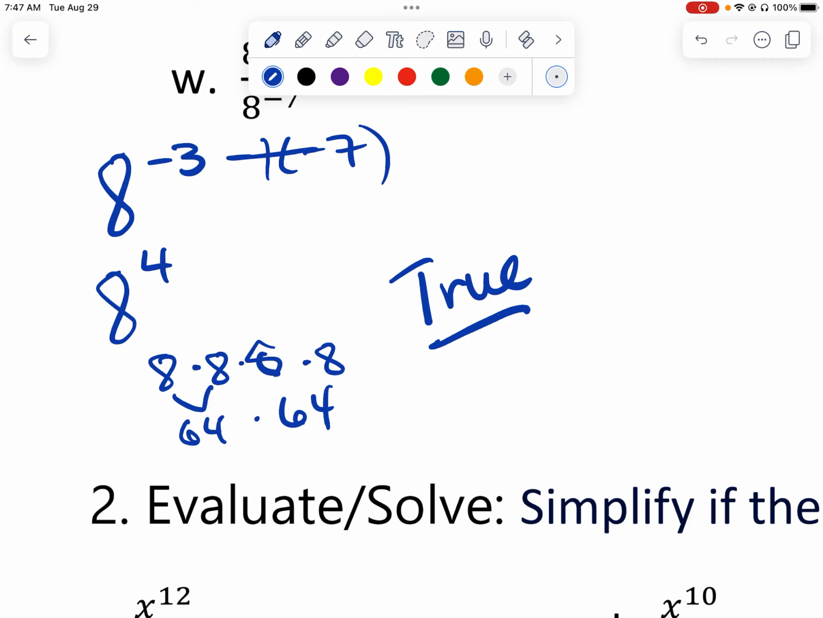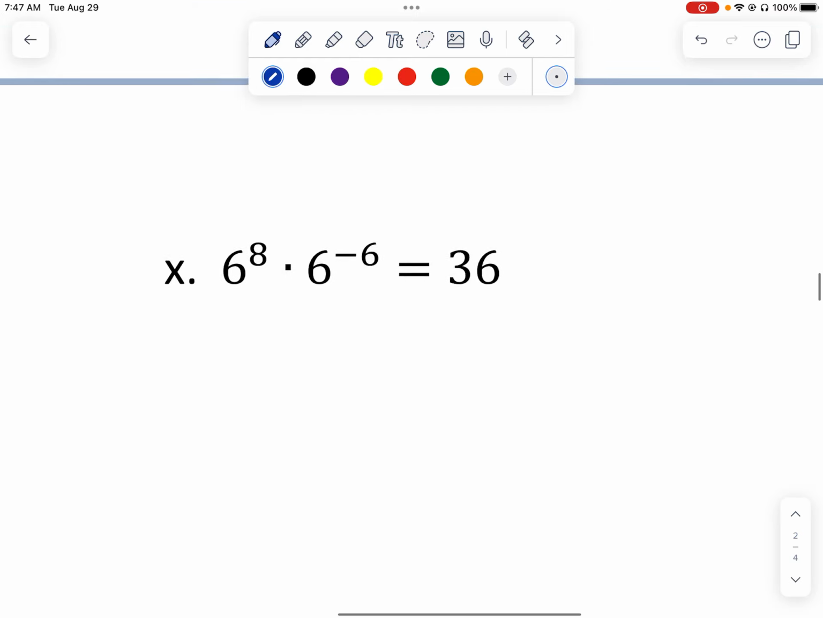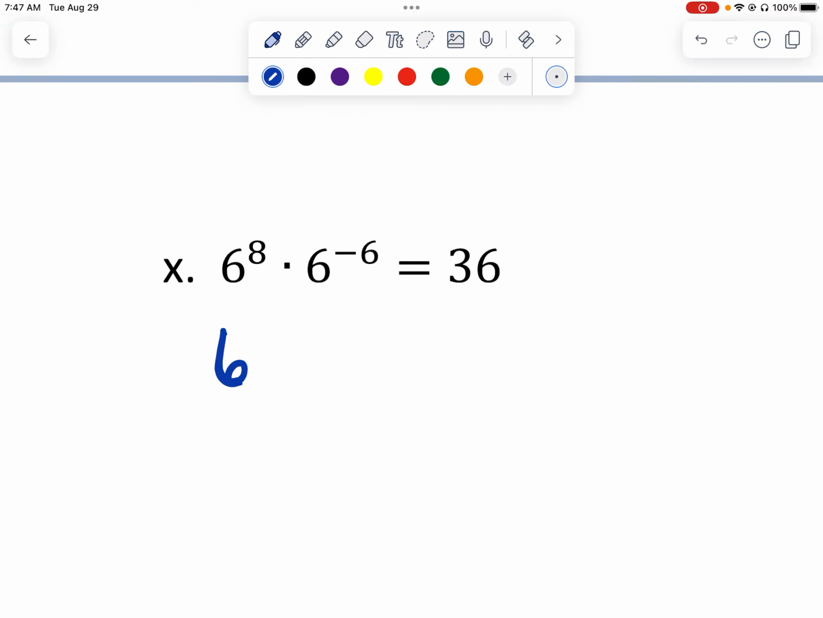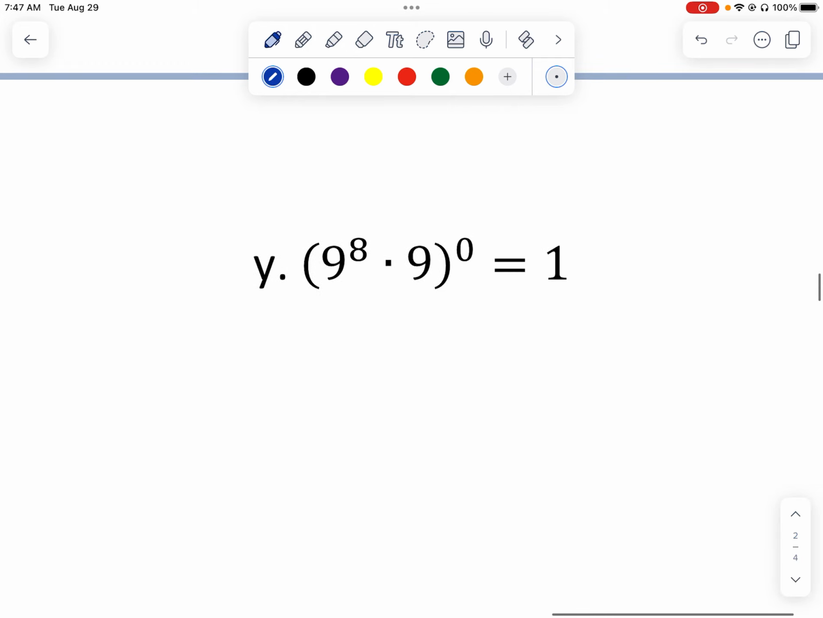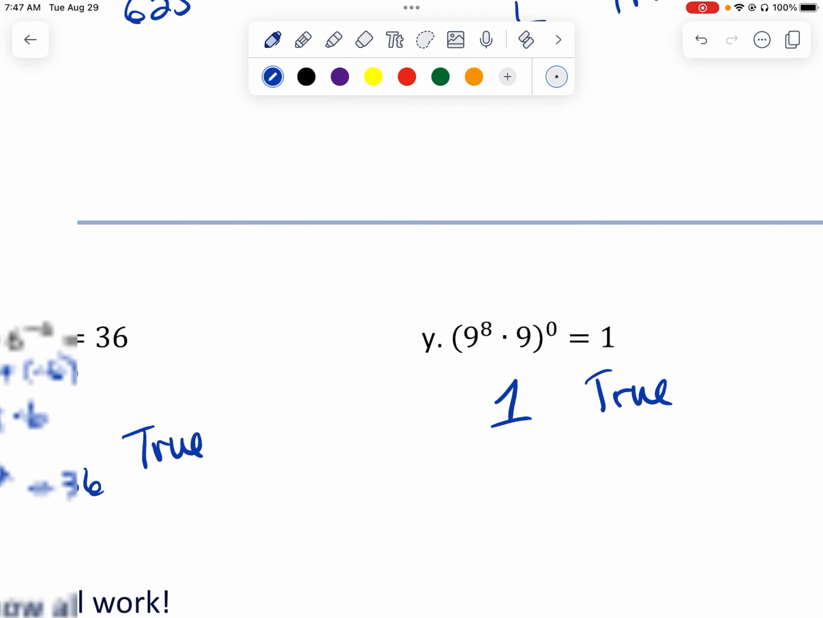That is true. This one, I write down my base, I add my exponents. So this would get me 8 minus 6, which is 6 to the 2nd power, which is 36. So that is a true statement. This, anything raised to the 0 power except for 0 is a 1, so that is a true statement.